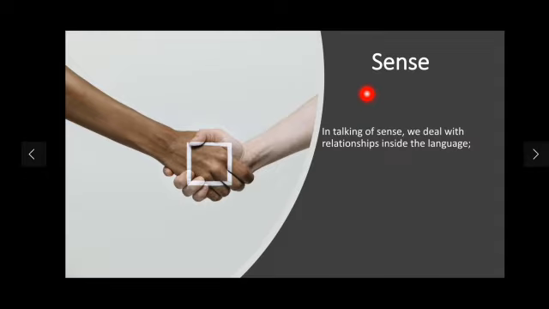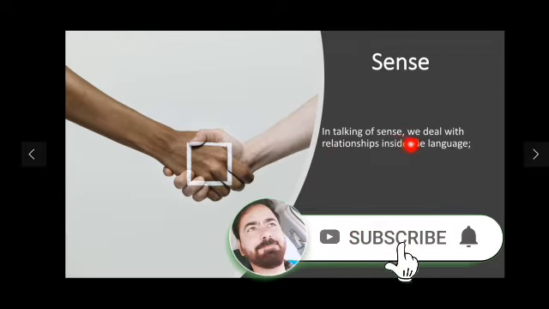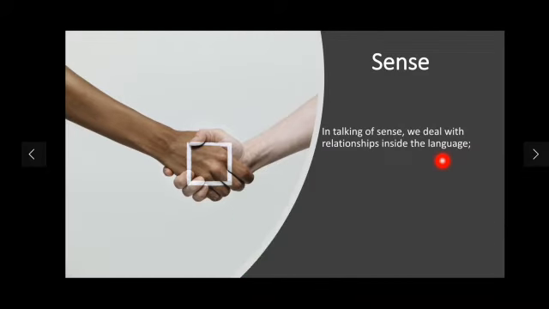First, we will talk about meaning of words through sense. In talking of sense, we deal with relationships inside the language. So we know the meaning of words, not something from outside of the language but inside the language. For example, if you ask me what does the word beautiful mean, I may tell you that it means pretty. I may use a synonym, I may use an antonym, I may give an explanation. So I will tell you the meaning of words from inside the language. That is to know the meaning of words through sense, not something from outside of the language. We will explain this notion in detail on coming slides.